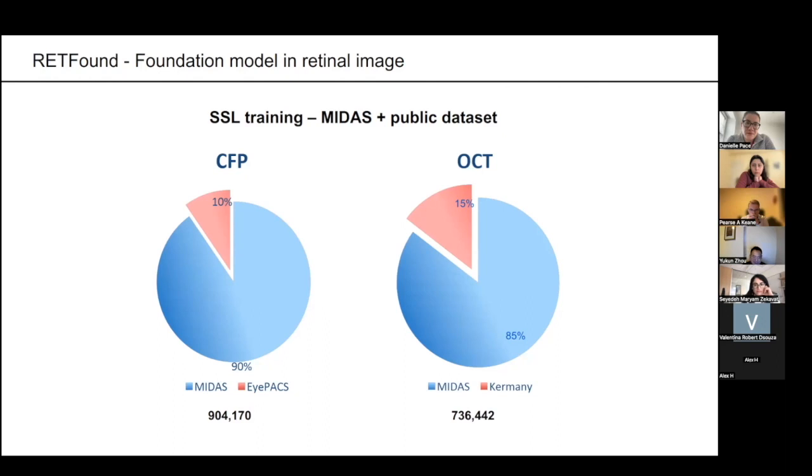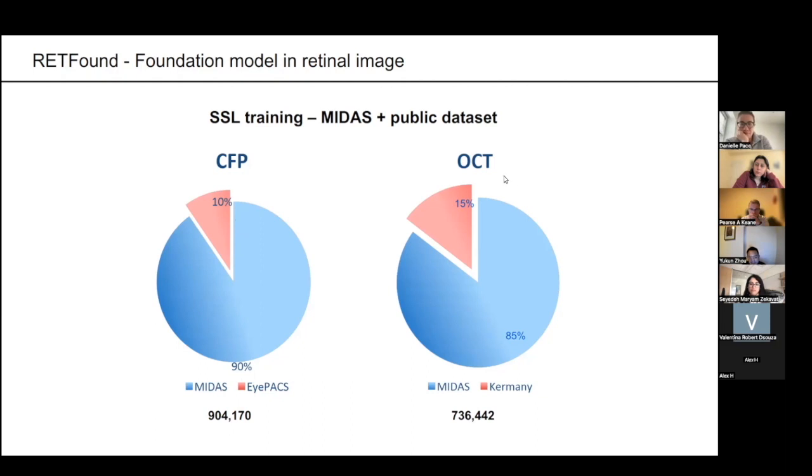So in the first stage, to train a foundation model with self-supervised learning, we investigate two different modalities. The first modality is called color fundus photographs, and the second modality is called OCT. For the color fundus photographs, we collected more than 900,000 images. 90% of them are from one internal dataset called the MIDAS dataset, and 10% are from APTOS, a publicly available dataset in ophthalmology.